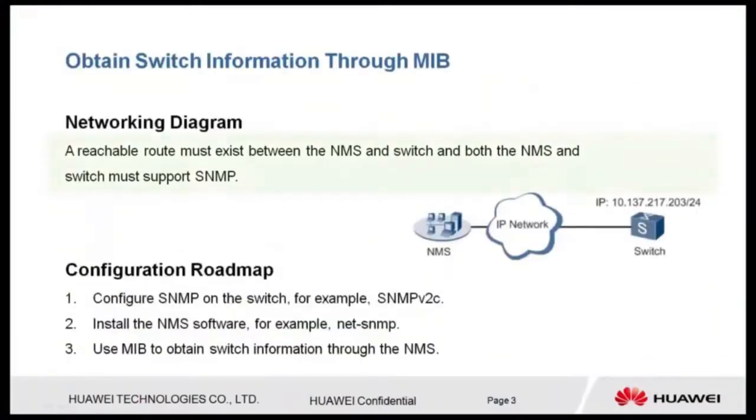Now, let's look at the configuration example. First of all, you must ensure that a reachable route exists between the NMS and switch, and both the NMS and switch support SNMP. Here is the configuration roadmap. 1. Configure SNMP on the switch, for example, SNMP V2C. 2. Install the NMS software, for example, net-snmp. 3. Use MIB to obtain switch information through the NMS.